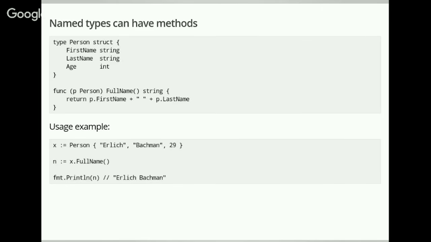A very simple example is that we instantiate a new person, which has first name Ehrlich, last name Bachmann, age 29, and we just take its full name, assign it to this variable called n, and then we print it. The print thing, I'll explain later why that notation goes like that.